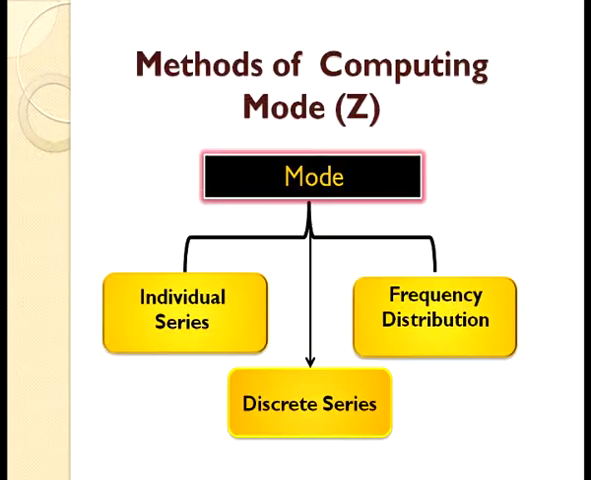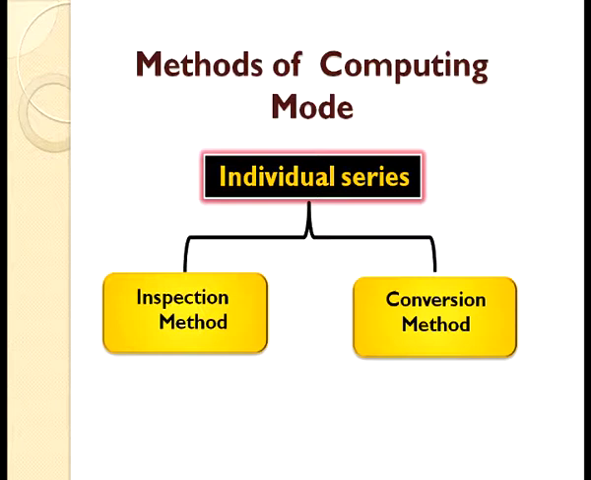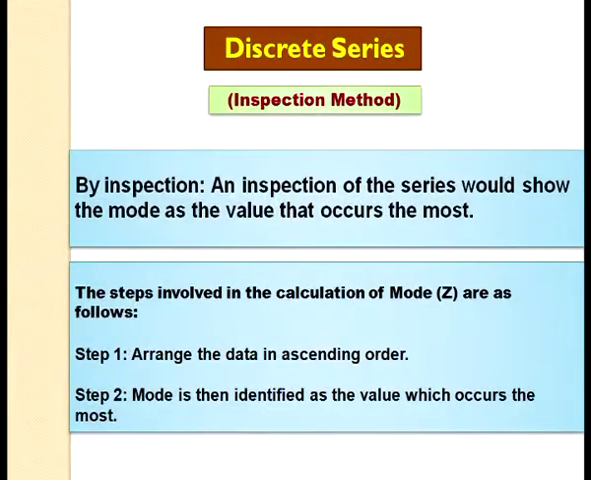Let's discuss how mode can be calculated. Mode can be calculated in 3 different series: for individual series, for discrete series and for frequency distribution series. So students, let's discuss how we can compute mode in case of individual series. In case of individual series, we can compute mode by inspection method and by conversion method. Let's discuss the inspection method. An inspection of the series would show the mode as that value which occurs the most. So the value which occurs the most would be the modal value.